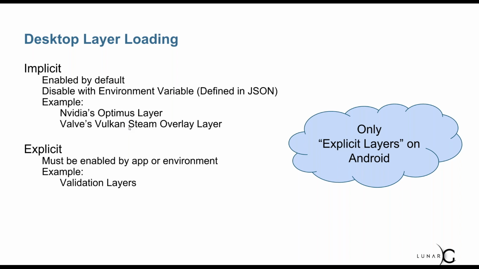The other kind of layer is explicit layers, and this is what seems a little more natural because an explicit layer is not enabled by default. If the program or the environment enables it, then you'll have it, but only if you explicitly enable it. And we've mostly been covering the desktop loader here, but on Android, only explicit layers exist. Implicit layers are not a thing on Android. So anything specific to implicit layers here is unique to the desktop loader.